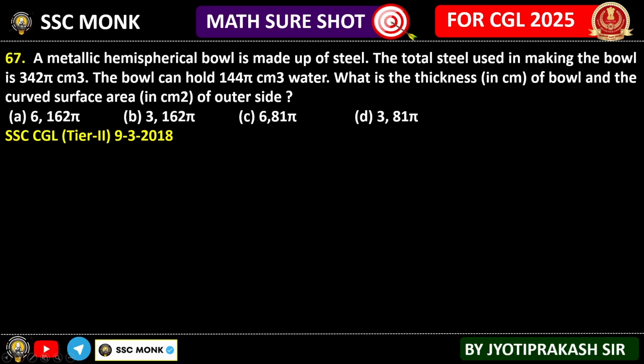Next, a metallic hemisphere bowl is made of steel. The total steel used in making the bowl is 34 pi centimeter cube. So the metallic hemisphere, the bowl can hold this much.